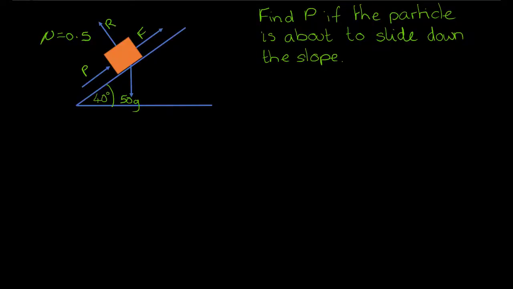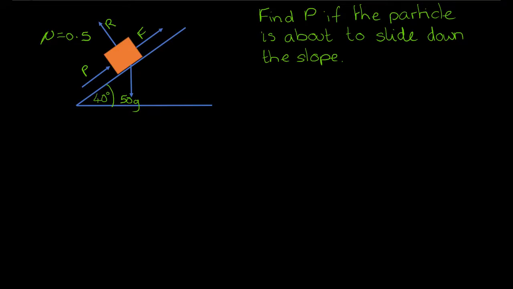Here we have a diagram of a particle that we're told is about to slide down the slope. So it's in equilibrium at the moment, but it's on the verge of moving, which will mean that F, the friction, will be at its maximum. Now, because it's going to move down the slope, not up the slope, that's why the friction is being directed up parallel to the slope. We've got to work out what P is, what that force is that's keeping everything in balance at the moment.